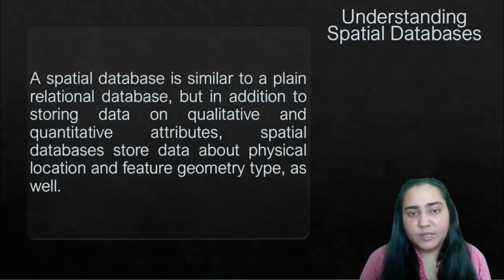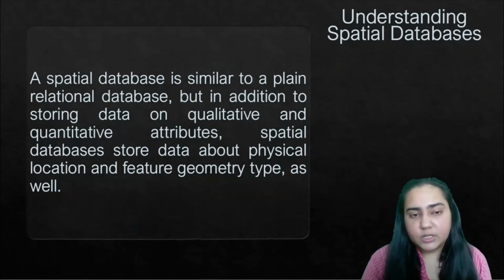A spatial database is similar to a plain relational database, but in addition to storing data on qualitative and quantitative attributes, spatial databases store data about physical location and feature geometric type as well. So it's not just about qualitative, quantitative attributes, as you see in a relational database. Spatial databases also talk about physical location and the geometry type of your features.